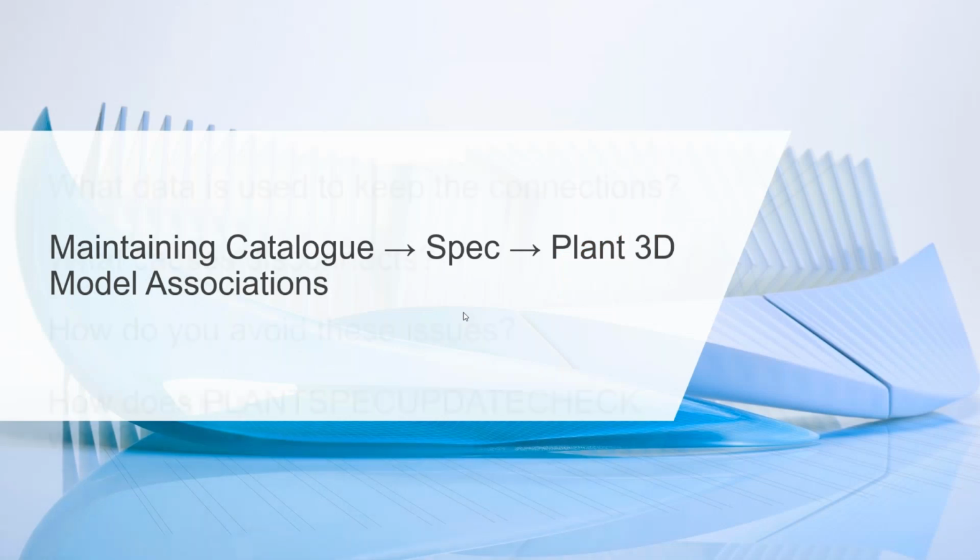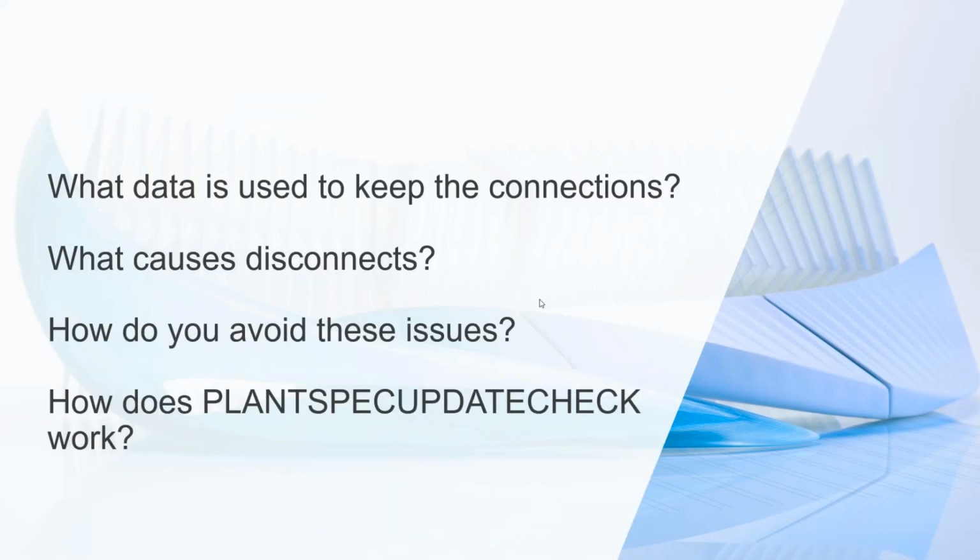All right, let's start with the topic. So what data is used to keep the connections? So we are getting a bit analytical here. In your daily work, it's not relevant, but it's good to know how it works. So what causes the disconnects will be the question, and how to avoid these issues, of course. And then also how the Plant spec update check works.